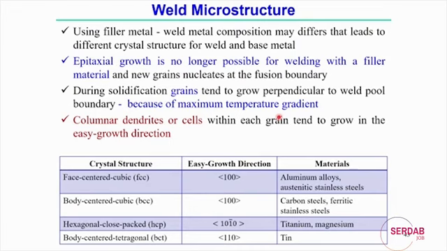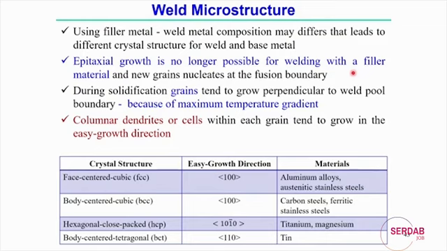During solidification the grains tend to grow perpendicular to the weld pool boundary, because a maximum temperature gradient exists along this direction. Sometimes the columnar dendrites or cellular structure within each grain also try to grow in the easy growth direction.